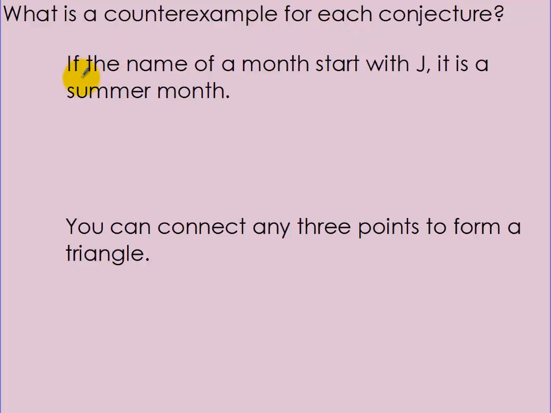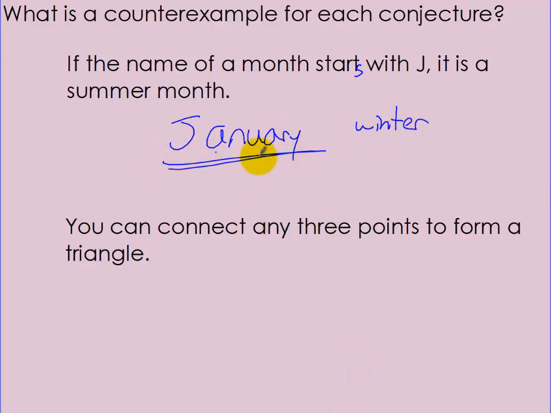I'm going to conjecture that if the name of a month starts with J, it is a summer month. I might say that. Say, well, yeah, they do, because June and July, those are summer months, close enough. And then you say, but wait, what about January? Because January is clearly a winter month. So the counterexample is January, because that's a J month and it's definitely winter.